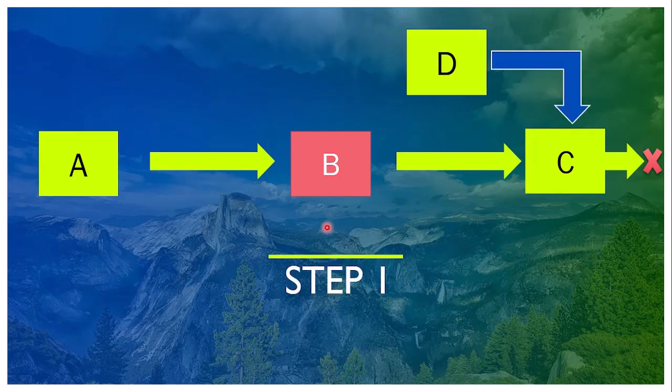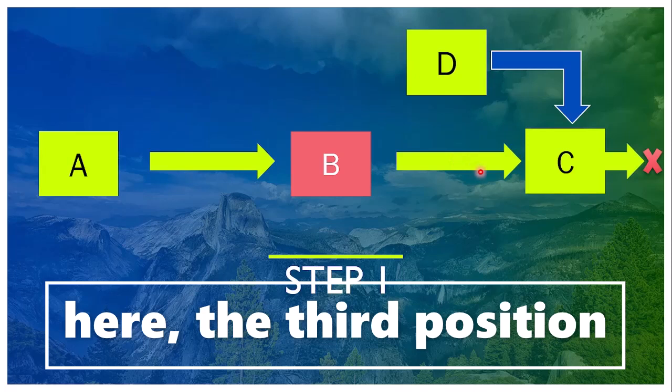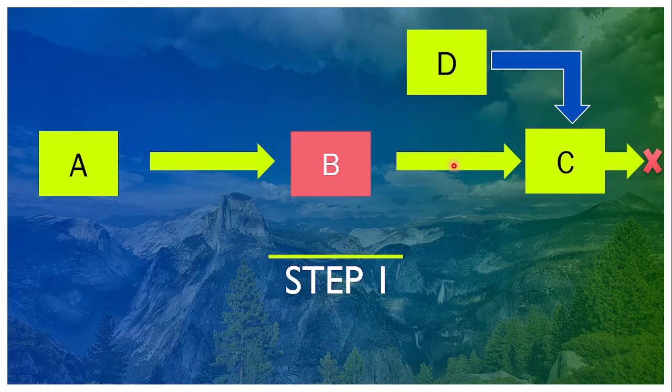So this is our first step, where we have assigned D with the address of C node. More precisely, it can be said that the D node or the node to be added is assigned with the address of the node next to the position where it is supposed to be added. So after our first step, our linked list would look like this, where B is assigned with the address of C and D is also assigned with the address of C.